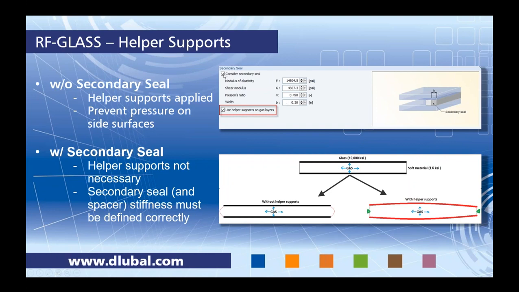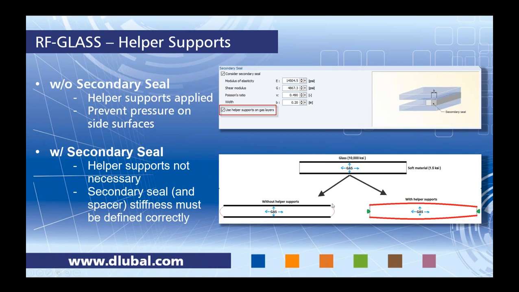If I had this option unchecked, there is the use helper supports on gas layers. That's now grayed out in the program. So what exactly are these helper supports, since there's not much information in the add-on module itself? Well, when I have the secondary seal unchecked, meaning there's nothing there, these helper supports will be applied in our glass surface. Taking a look at this picture down here, glass panels are pretty stiff, maybe around 10,000 ksi. However, RFEM will model a soft material at either end, something closer to 1.5 ksi.